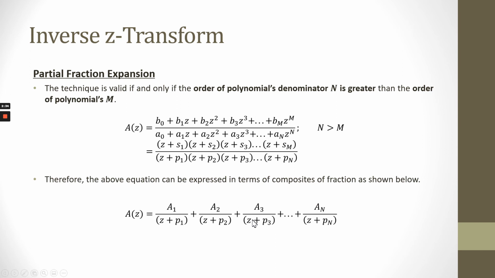The third method of inverse Z transform, which is advisable to use, is partial fraction expansion. This technique is valid if and only if the order of the polynomial denominator n is greater than the order of the polynomial m at the numerator. So n must be larger than m.